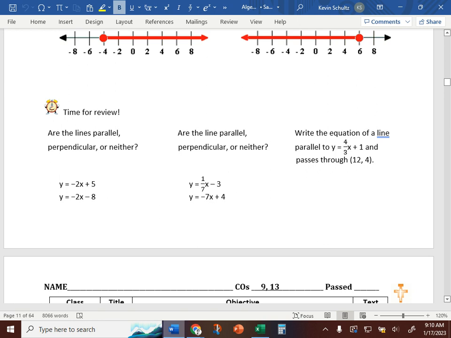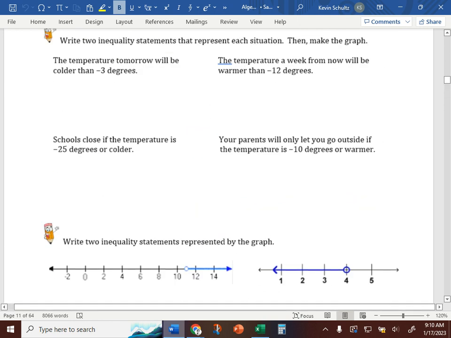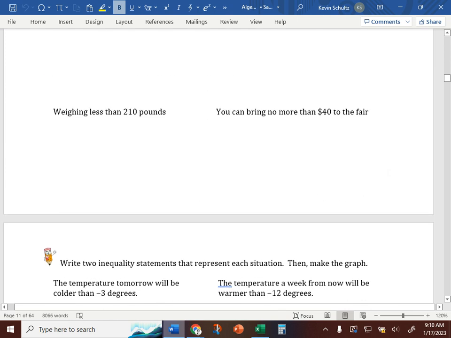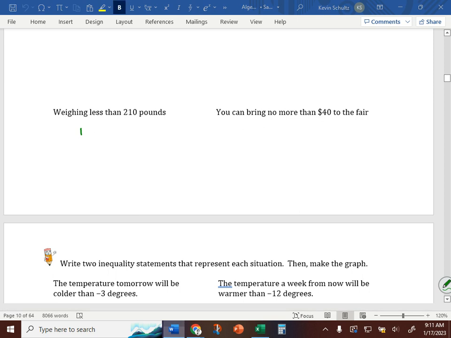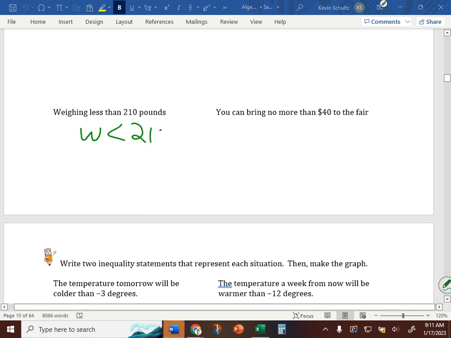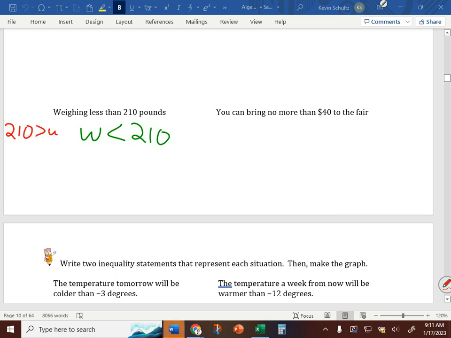Yes? How would you write, like for weighing less than 210 pounds. So weighing less than 210 pounds, your weight is below 210. Right? Just less than 210. On the number line, and then of course the other way to write this, we would flip it. 210 is greater than your weight. You know, if you weigh less than 210 pounds, 210 is greater than what you weigh.